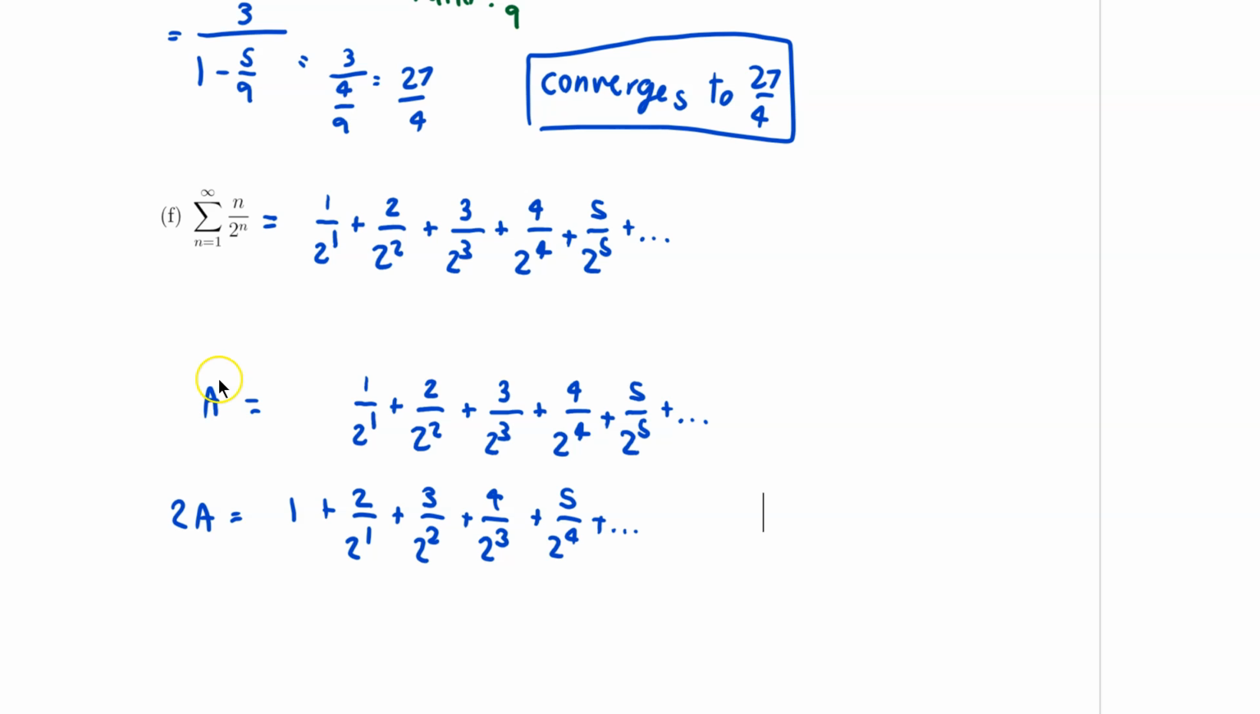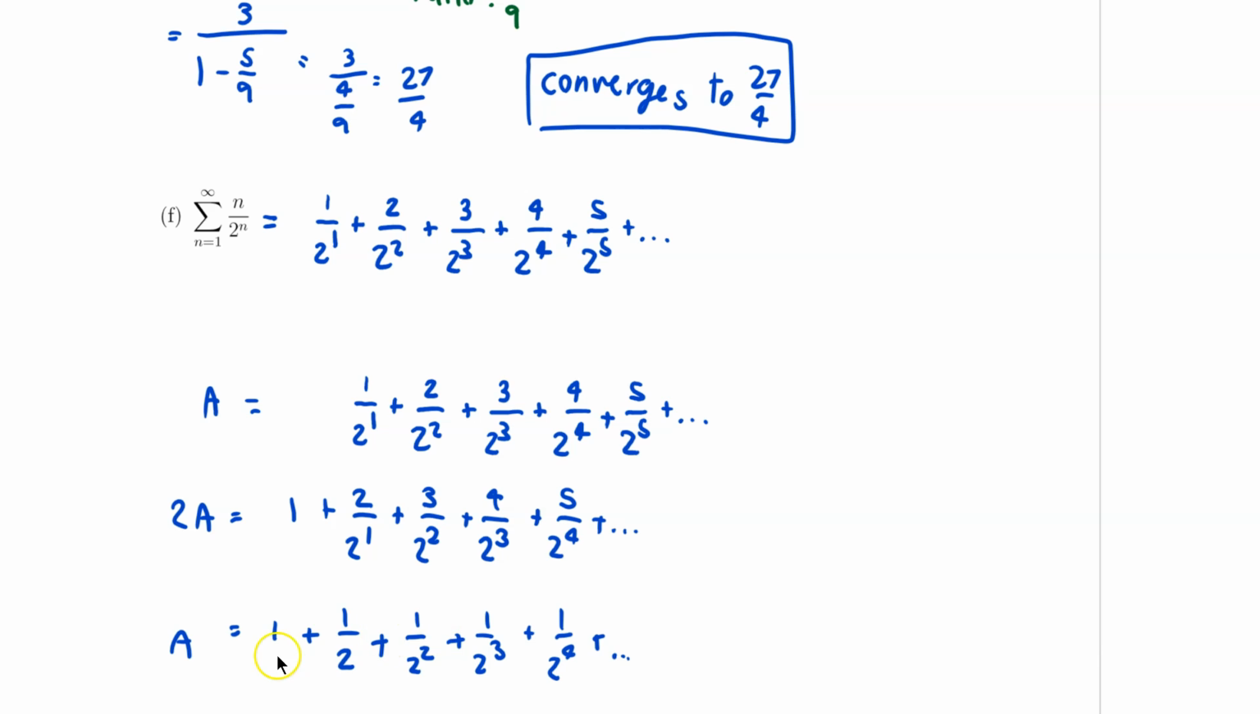If I do that, I subtract a from 2a, so I'm only going to get a on my left hand side. 1 minus nothing is just 1. Plus, if I subtract 1 over 2 to the 1 from 2 over 2 to the 1, I'm going to get 1 over 2 to the 1, which is just 1/2. Plus, if I subtract 2 over 2 squared from 3 over 2 squared, I'm going to get 1 over 2 squared. If I subtract 3 over 2 cubed from 4 over 2 cubed, I'm going to get 1 over 2 cubed. And so on. Now you see the pattern.